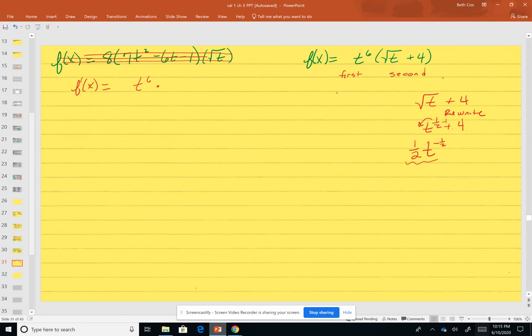All right, so we're going to do t to the 6th times the derivative of the second plus the second function. Again, the radical is going to be changed to the fraction t to the 1/2 plus 4, times the derivative of the first. Well, the derivative of the first function is 6t to the 5th. Okay, I'll let that be my scratch paper. Okay, so let's look at it again. I've got the first times the derivative of the second plus the second times the derivative of the first. All right, and so that's the first function and that's the second one.